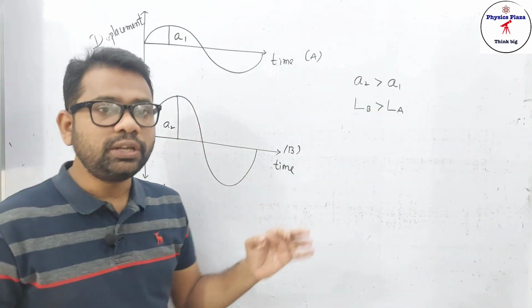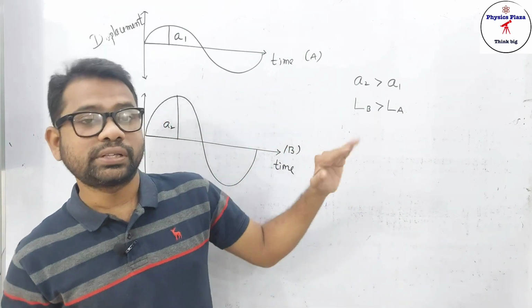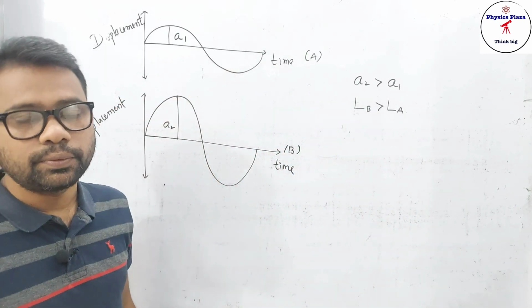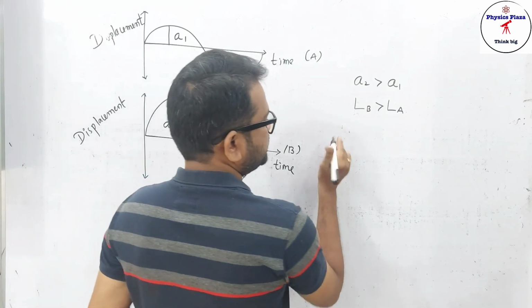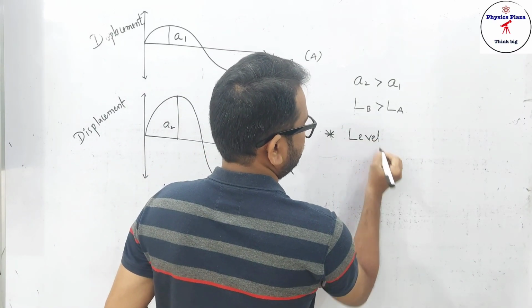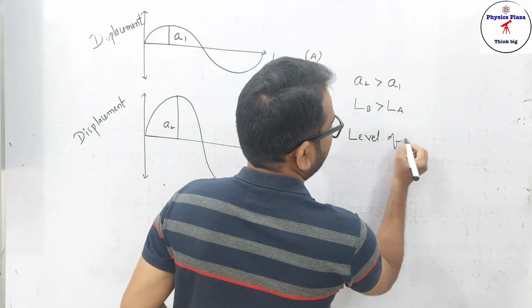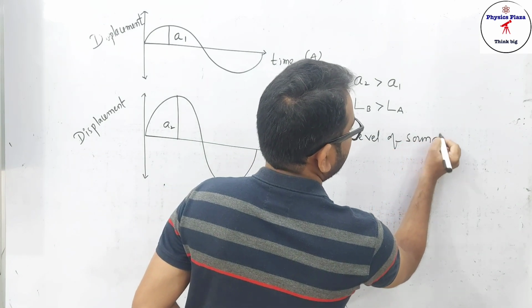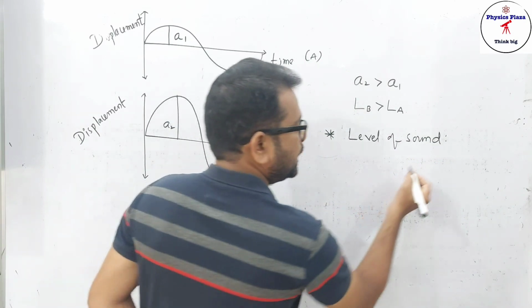So children, this is actually about loudness and how it is related to intensity, and the questions based on that. And one more important point we need to understand is the level of sound. Some students have a doubt here, a confusion. So the level of sound is expressed in terms of decibel.